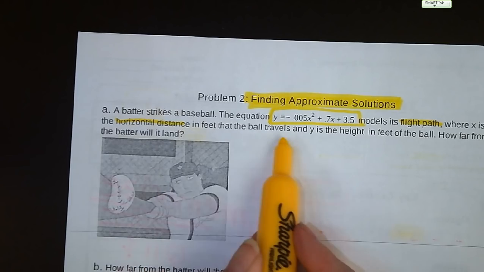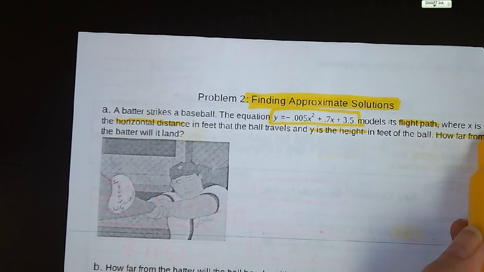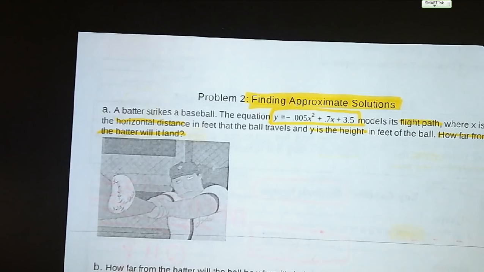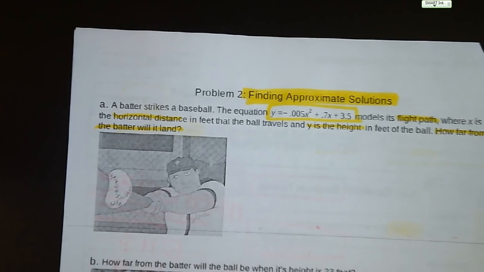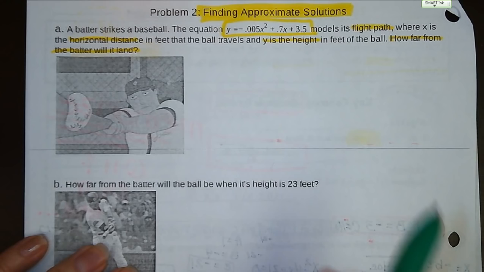So we have a batter hitting a baseball. The equation y equals negative 0.005x squared plus 0.7x plus 3.5 models its flight path, where x is the horizontal distance in feet that the ball travels, and y is the height in feet of the ball. How far from the batter will it land?